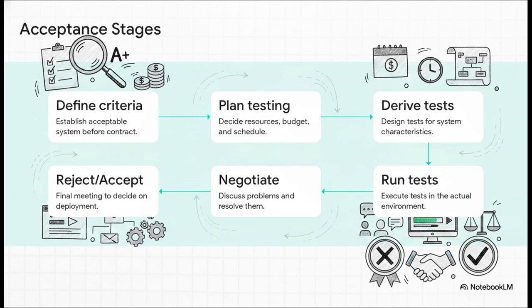Stage 4 is run tests, the actual execution phase, which really should happen in the true operational environment. Stage 5 is negotiate results, where we sit down, look at the problems found, and figure out how to resolve them. And finally, Stage 6 is reject or accept, where developers and customers look each other in the eye and make the final call on deployment.